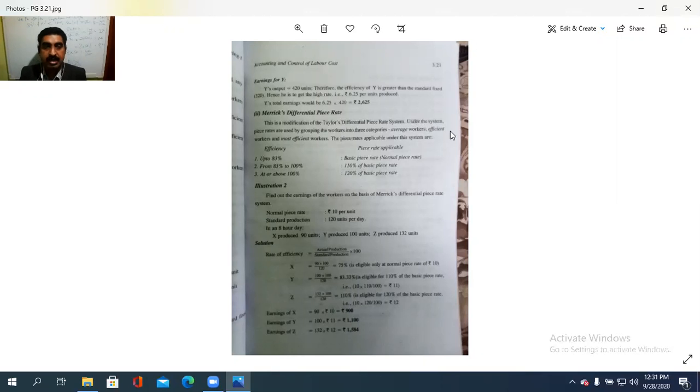അത് ഓർത്തോണം. ഇതിനകത്ത് ഏറ്റവും ഇമ്പോർട്ടന്റ് ആയിട്ടുള്ള പാർട്ട് എന്ന് പറയുന്നത് ഇതാണ്, Tailor's differential piece rate system and Merrick's differential piece rate. ഇത് രണ്ടുമാണ് ഏറ്റവും ഇമ്പോർട്ടന്റ് ആയിട്ടുള്ളത്. മറ്റൊന്നും ഇമ്പോർട്ടന്റ് അല്ല എന്നുള്ളതല്ല, but when compared to others, this is very important for 5 marks will ask.